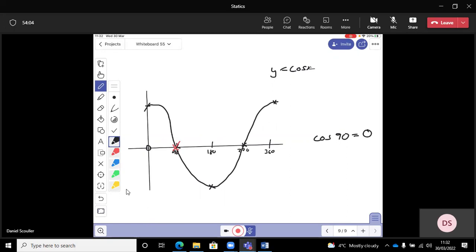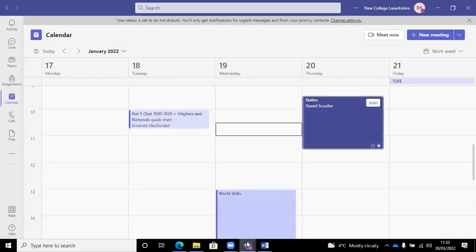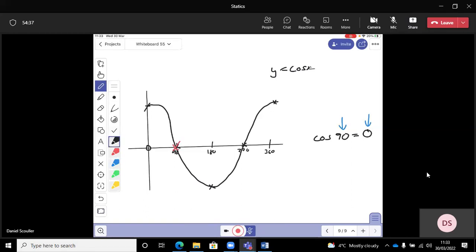Okay, so what is the value of y when x is equal to 90? So we've gone along the x-axis to 90. What is the value of y? That's what it's asking you for there. What is the value of y when x is equal to 360? So when x is equal to 360, y is equal to 1.